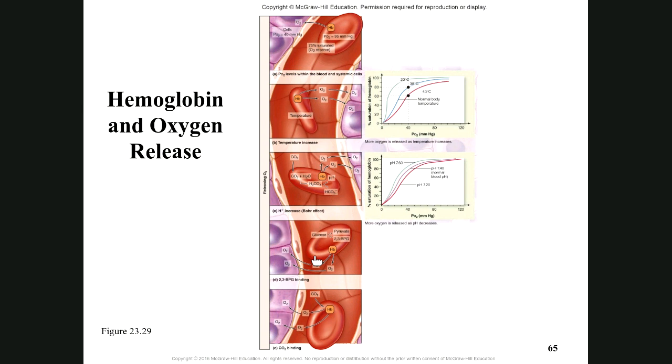The other one is the amount of BPG. When the amount of BPG increases, BPG can attach to our hemoglobin, and BPG can push our hemoglobin to release more oxygen. And the other one is the amount of carbon dioxide. When the amount of carbon dioxide increases in our blood, it attaches to hemoglobin, so hemoglobin can release more oxygen. These are the factors which can affect the tendency of oxygen and hemoglobin.